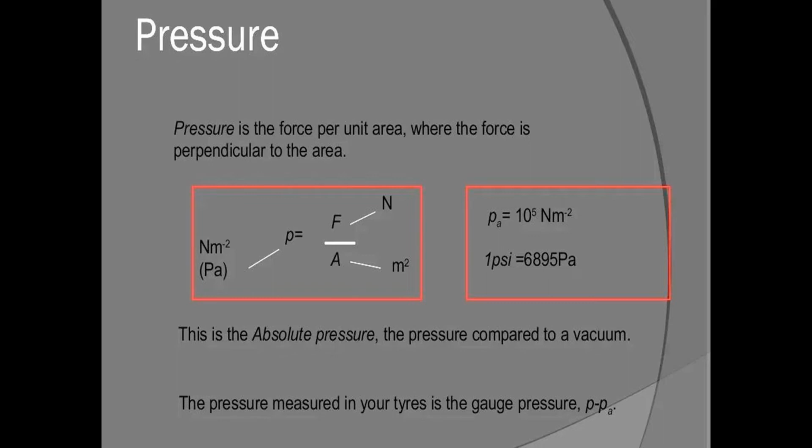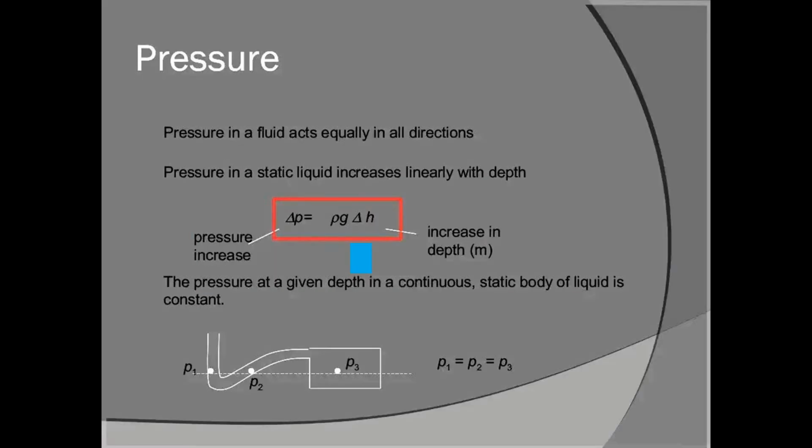This is the absolute pressure, the pressure compared to a vacuum. The pressure measured in your tires is the gauge pressure, which is the difference between the pressure and the absolute pressure. Pressure in a fluid acts equally in all directions. This is actually the Pascal law.